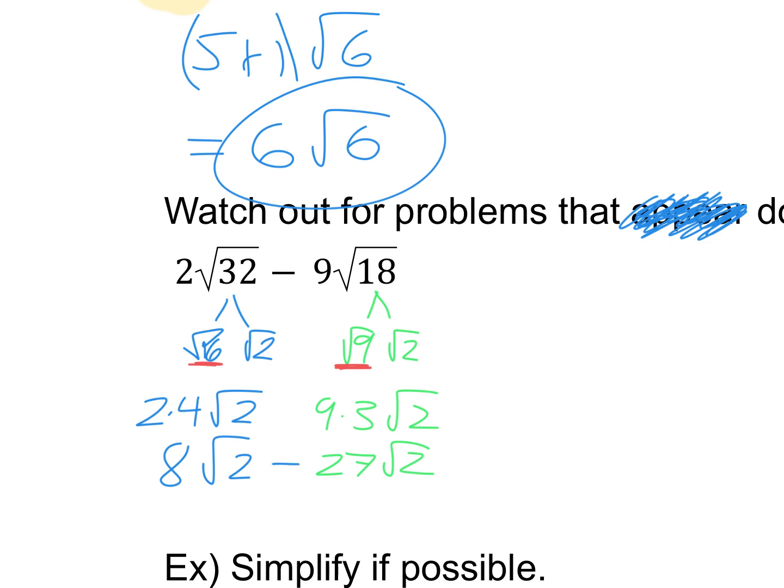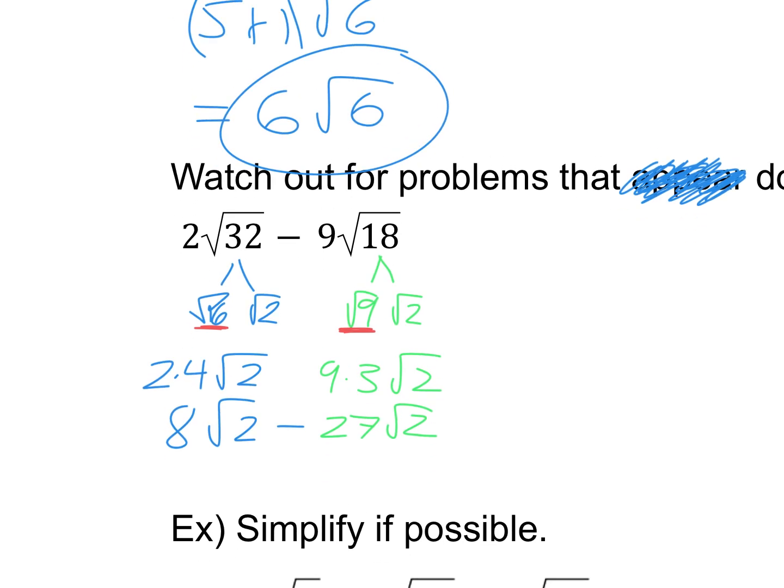So now if I look, 8 square roots of 2 minus 27 square roots of 2. Now these do have like radicals. They're like terms. So I could combine these two. 8 minus 27, I believe that would get me negative 19 square roots of 2.